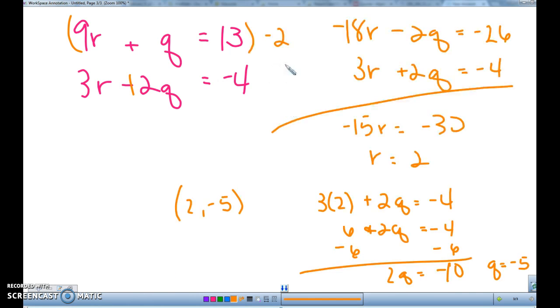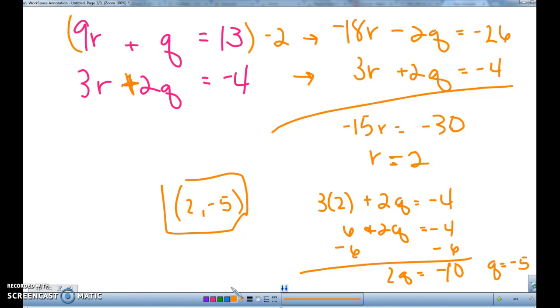So what I went ahead and did is, once I fixed that this was a plus 2q, the easiest thing to multiply by, to me, was to multiply this top equation by a negative 2, so that these q's would cancel. When I did that, I get negative 18r minus 2q equals negative 26, and of course this one stayed the same. The q's cancel. This gives me negative 15r equals negative 30, so r is equal to 2. When I plug that in, I get 2q equals negative 10, or q equals negative 5, and that's my point.